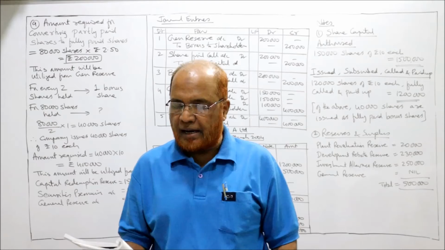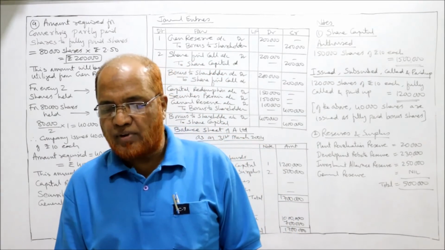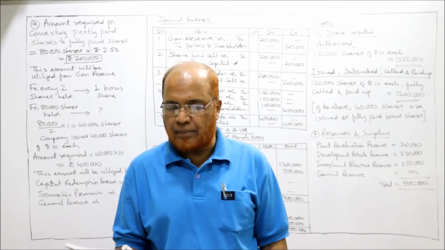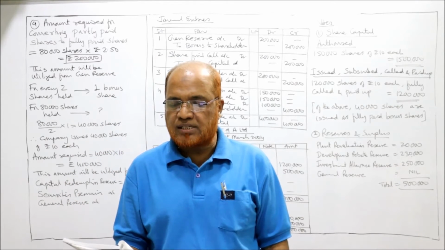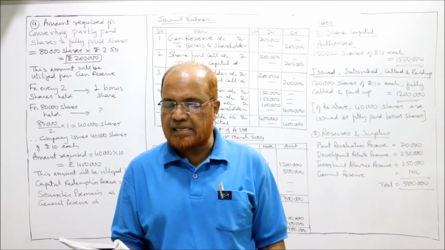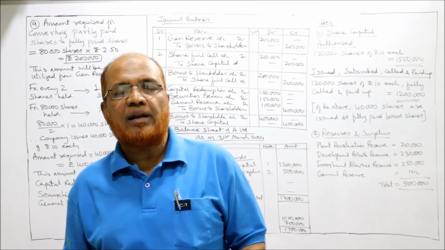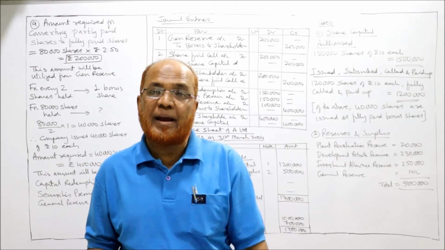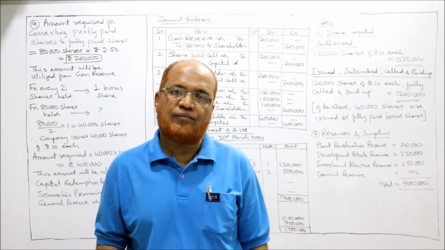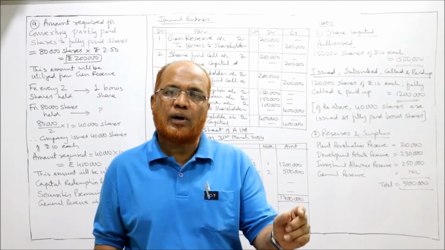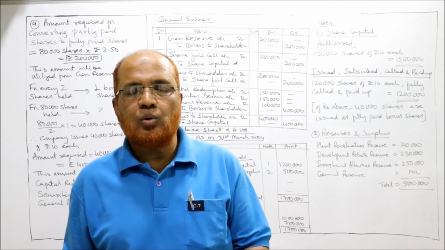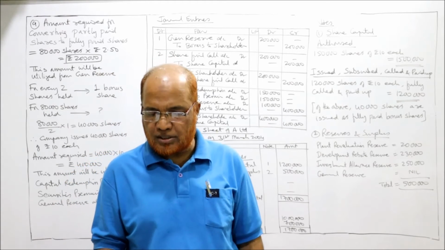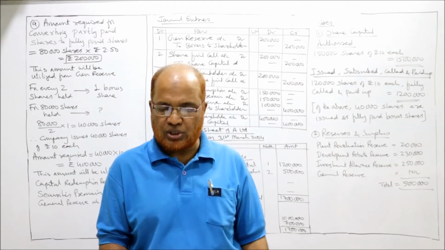Now notes to accounts. Share capital. Authorized share capital is 1,50,000 equity shares of 10 each, 15 lakh. But issued, subscribed, called up and paid up capital is 80,000 equity shares of 10 each, 7.5 paid up, 6 lakh. So the company's issued capital is 80,000 shares, but it is not fully paid up. Only 7.5 paid up, so the unpaid amount is 2.5. So 80,000 into 2.5, 2 lakh rupees. The 2 lakh rupees are required for converting the partly paid shares into fully paid shares. Then only the company can issue bonus shares.